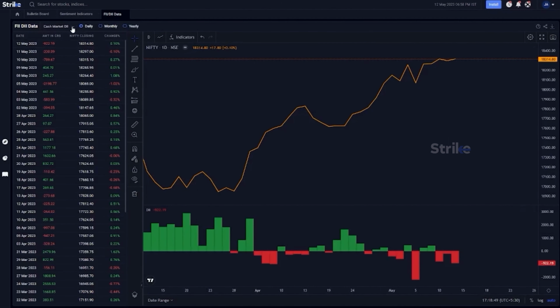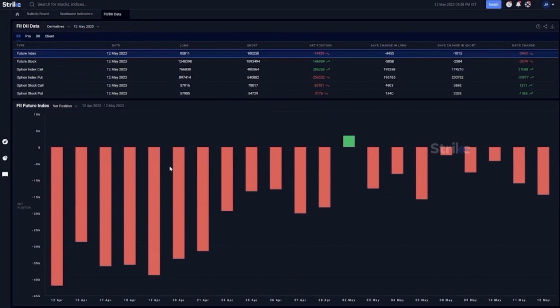Now let's look at the derivative screen. There are 4 categories here: FIIs, prop, DIIs and client. In each category, you will see their activities in future index, future stock, option index call, option index put, option stock call and option stock put. The 2 important columns in the screen are the net position column and the days change column.